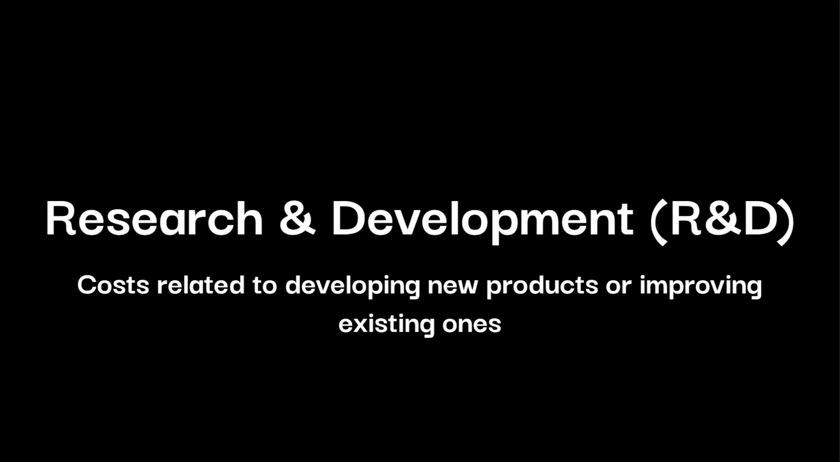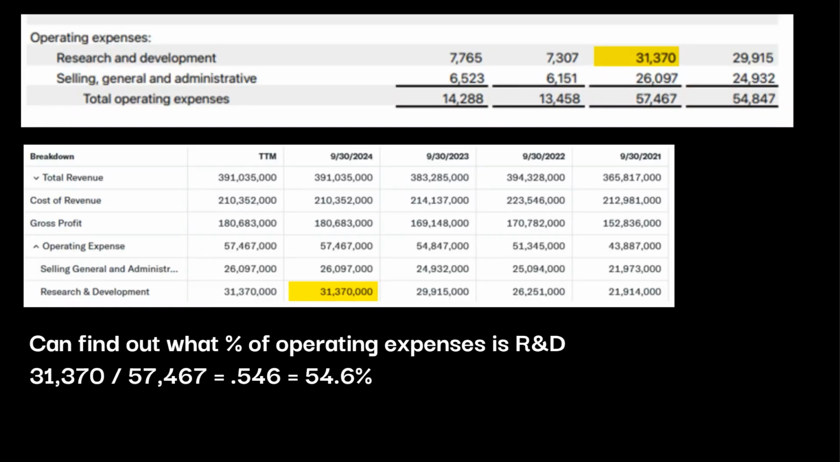All right, so the first one is going to be research and development, right? This is costs related to developing new products or improving existing ones. And obviously, Apple produces a bunch of new laptops as well as phones every single year. So their R&D department is going to be spending quite a bit of money. And you can see over here where both of these are located at. Apple's statement has R&D first, Yahoo has it second. And also you can find out what percent of operating expenses R&D is. You can just take this 31,370 divided by 57,467, and you'll see it's 54.6%.